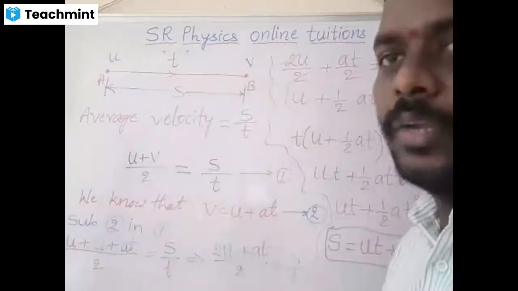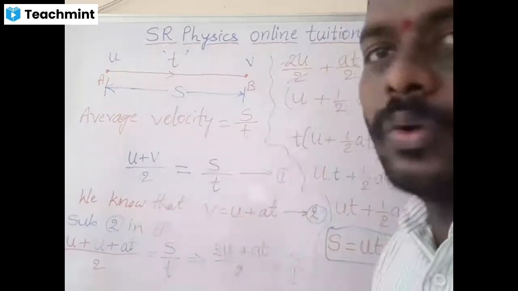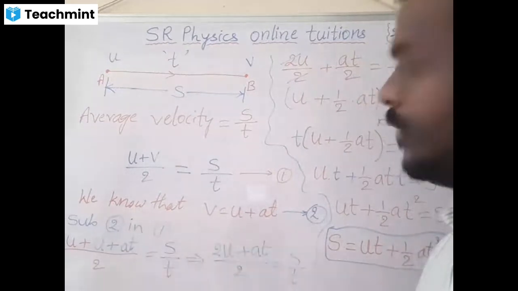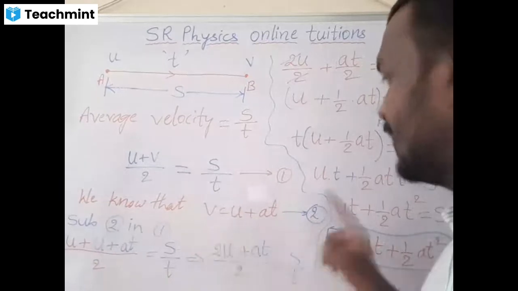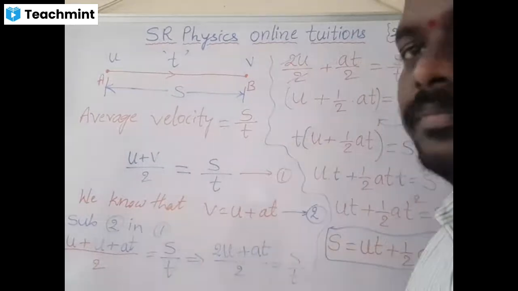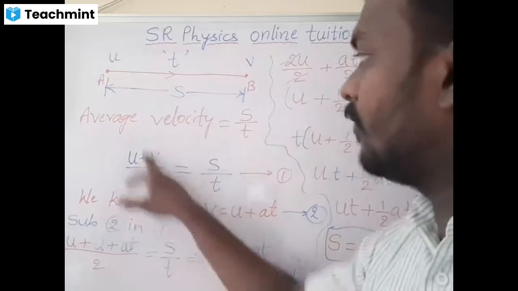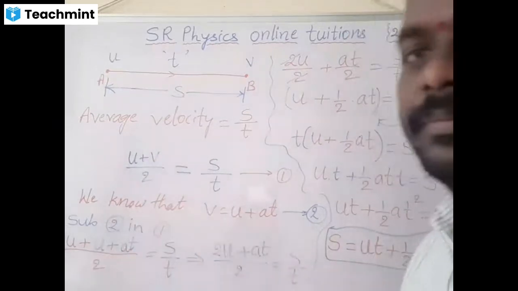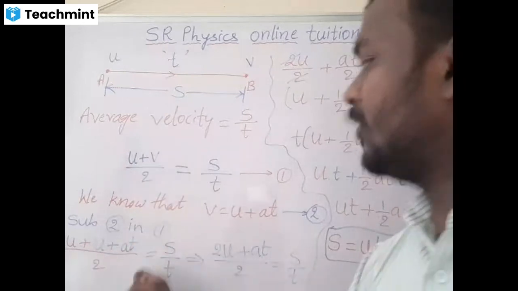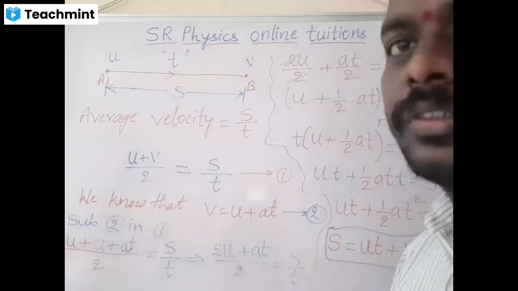Now in the previous case, we found the first equation of motion, that is, we know that V is equal to U plus AT. I'm taking this as the first equation and the other as the second equation. Now we are substituting V is equal to U plus AT in place of V. So U plus, in place of V, I'm writing U plus AT by 2 is equal to S by T. That is U plus U, how much will it become? 2U.